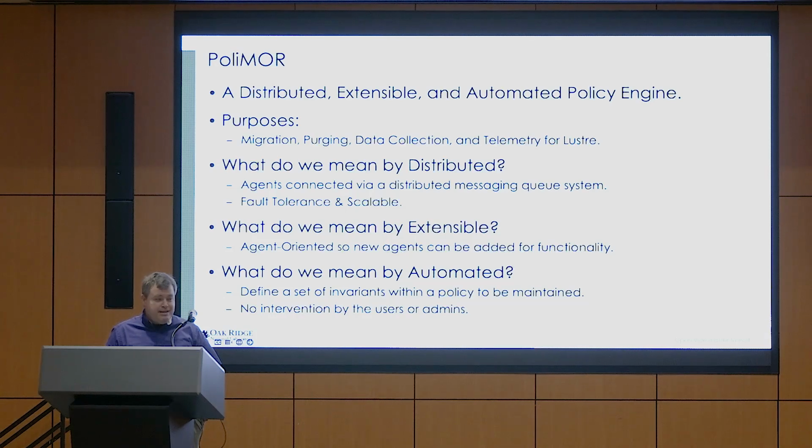By extensible, we mean that it is agent oriented, so we have a bunch of single purpose agents that are all supposed to do one thing, and then they all coordinate with each other with the messaging system. And it is extensible in that you can add different agents to achieve different ends, and it will scale because none of the agents have to know about any of the others. They just respond to events. And by automated, we mean that you define a set of invariants in policy files that it has to maintain on the system, and that there should be little or no intervention by end users or admins.